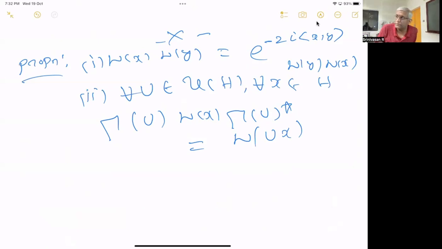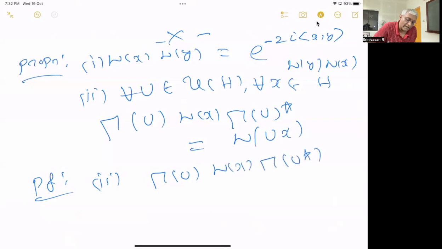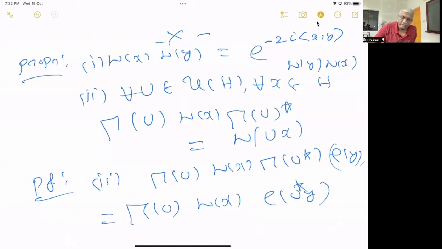Which is given by this: gamma of u, W of x, gamma of u star equals W of ux. This is true for all x and for all u. That's what we have said. So this is another thing which we'll prove. This is very easy to prove. So one is clear; now two. We just have to apply the definition. Gamma of u, W of x, gamma of u star acting on any e of y, which is equal to gamma of u, W of x, e of u star y.